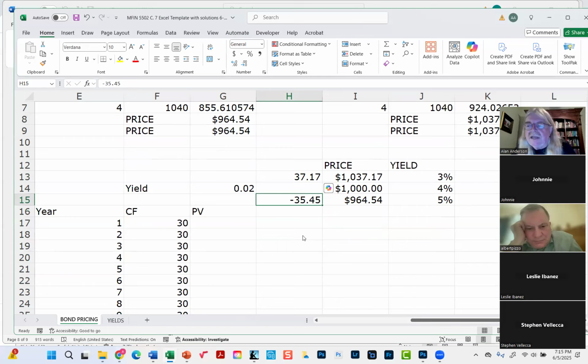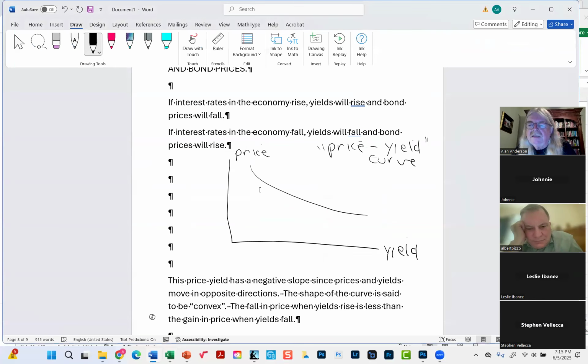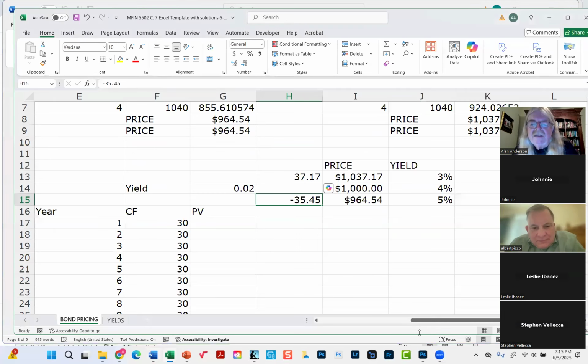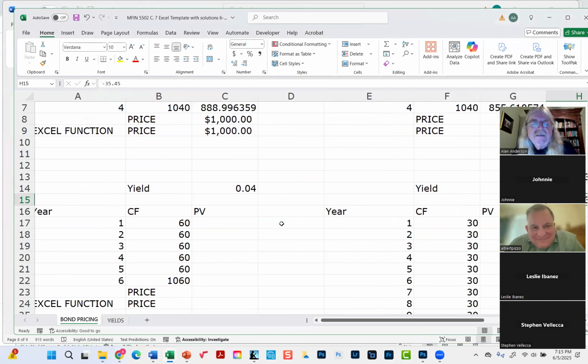Now, if you really want to get carried away, like calculus carried away, the first derivative of this curve is negative and the second is positive. That's what convexity actually means. So this is one of the unique features of the price yield curve. All right, anyway, so that's that.